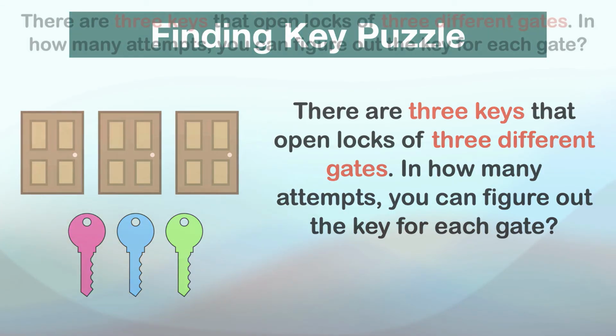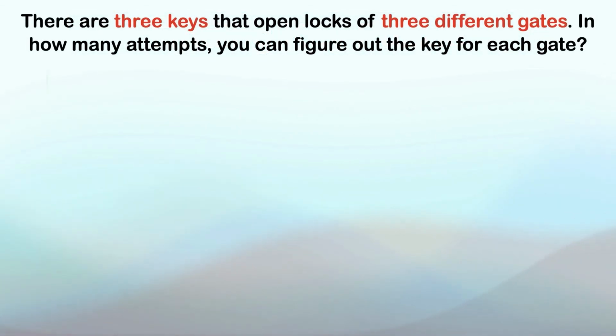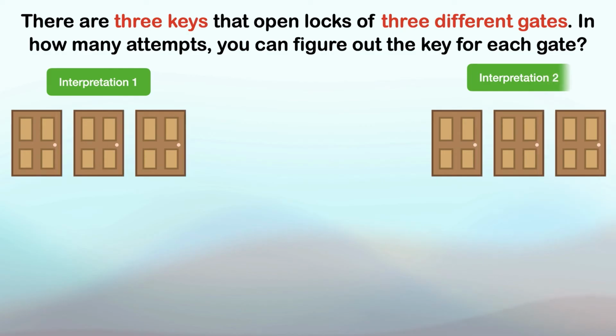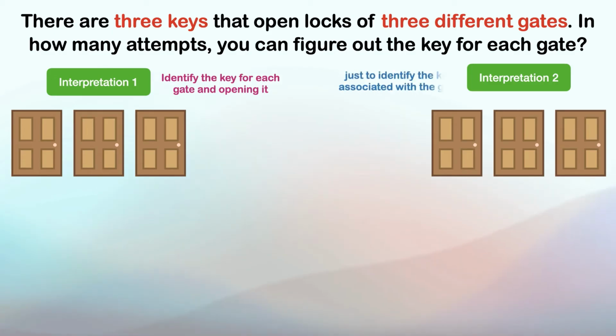Let me explain the solution now. There are 2 interpretations to this puzzle. The first interpretation is to identify the key for each gate and open it. The other one is just to identify the key associated with the gate.